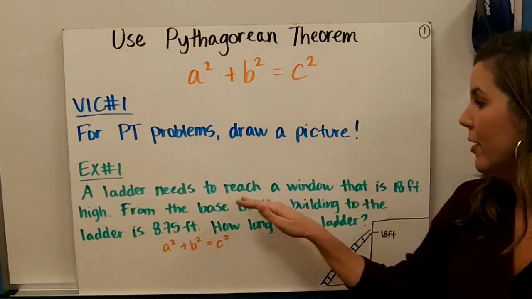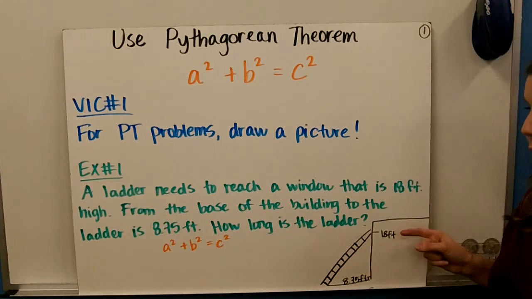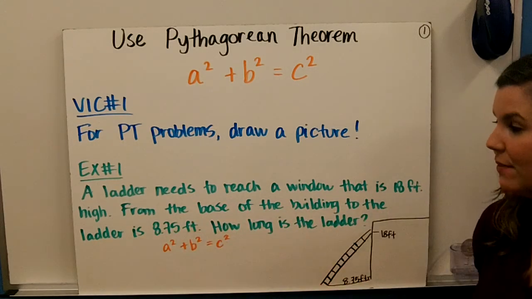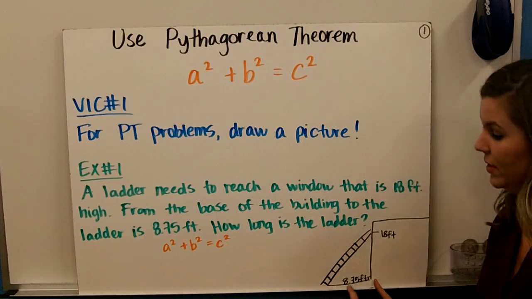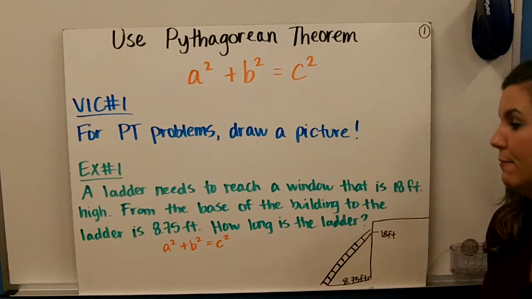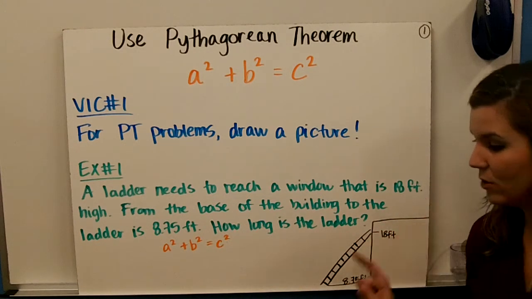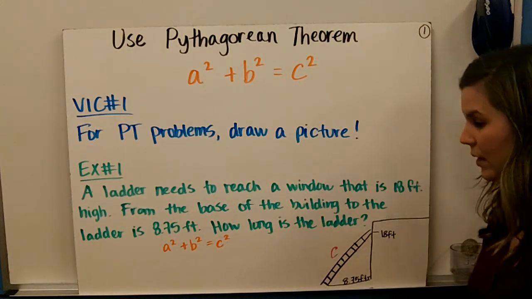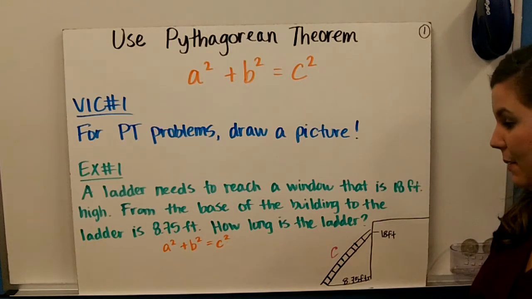Using the Pythagorean Theorem comes into real-life application problems. Example number 1. A ladder needs to reach a window that is 18 feet high. From the base of the building to the ladder is 8.75 feet. Here's the base of the building, and here's the ladder. This distance is 8.75 feet. How long is the ladder? So we're looking for this diagonal distance, which is the hypotenuse of our right triangle, and we call that side C. Remember, a hypotenuse is always side C.